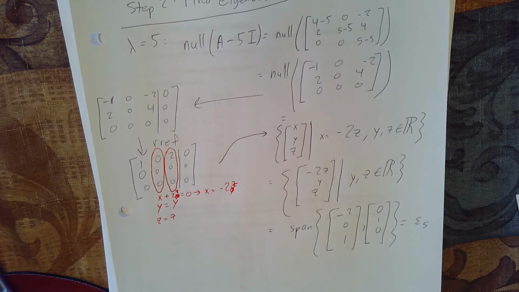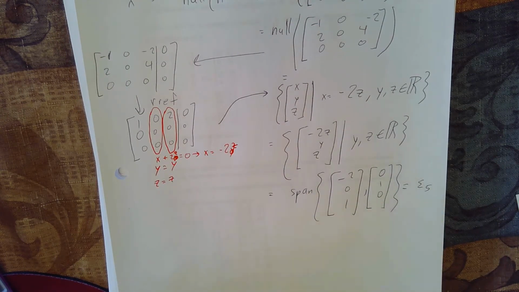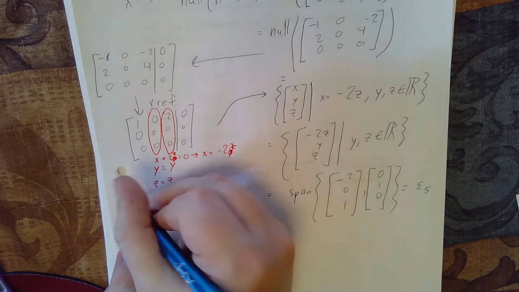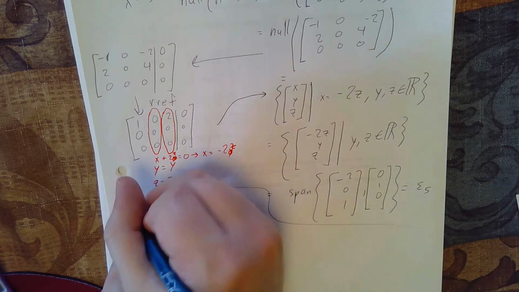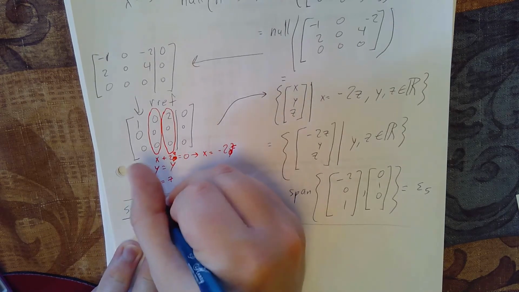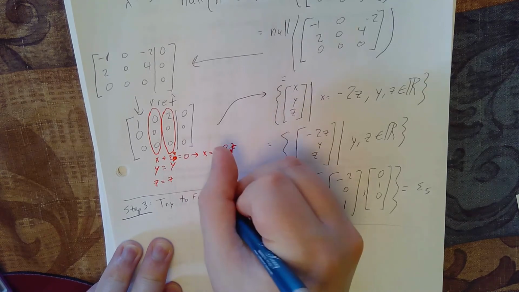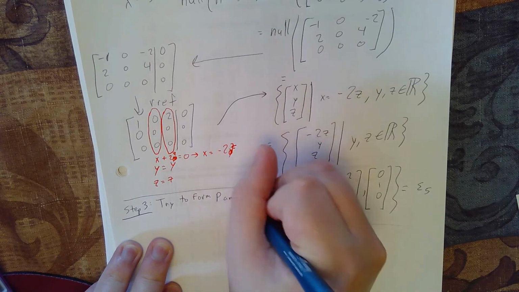If you double check taking the union of this with our other two eigenvectors, you'll end up seeing that we have a linearly independent set. So I'll save that for you guys to do on your own. And so our next step is to try to form P and D.